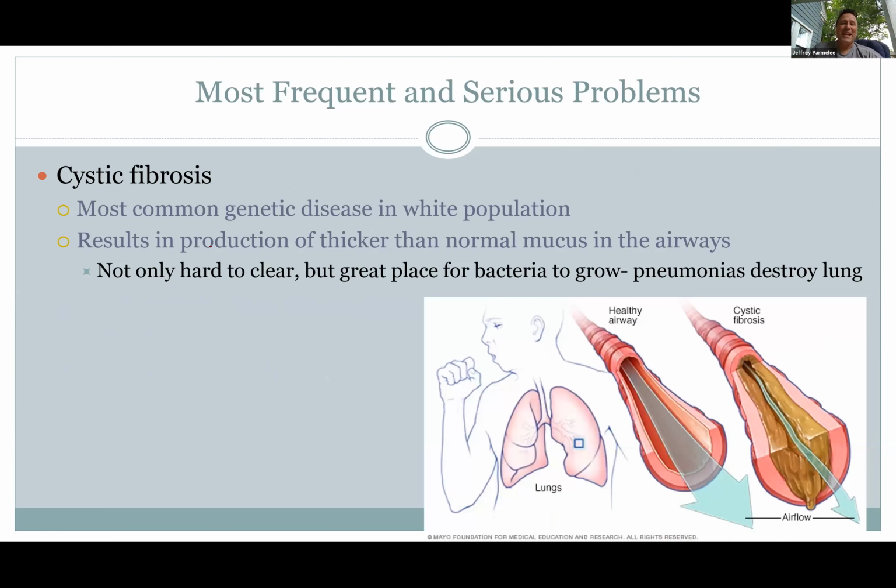All right, we'll talk about a genetic disease, cystic fibrosis. I'll hold off talking a lot about it, but it's the most common genetic disease in the white population. You end up with tons of mucus in your tubes, and it's hard to get rid of. When you have a lot of mucus, bacteria grow in there, you get lots of pneumonia, and that destroys your lung chronically if you keep having pneumonia forever.